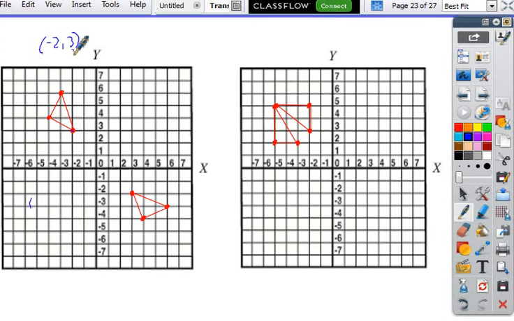What did I do with those numbers right there? I just swapped the position. And if I swap the position, that's y equals x, which would be like that.